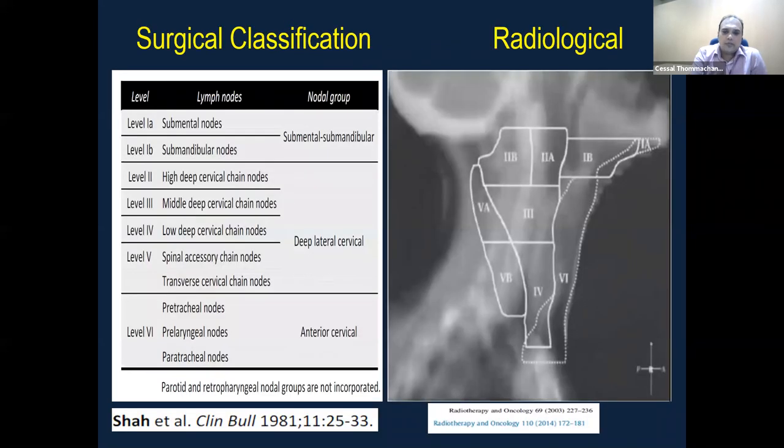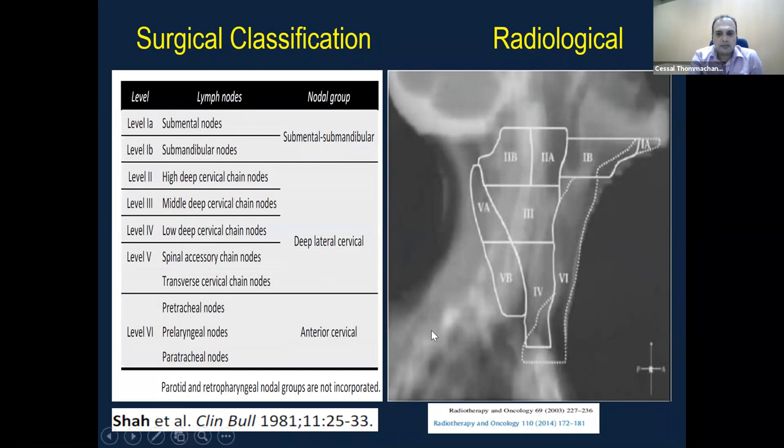So we know that there is a surgical classification and a radiological classification for cervical lymph nodes. The surgical classification is divided into level 1, which is divided into level 1A and 1B. Level 1A is the submental lymph nodes, 1B is the submandibular nodes, and this is called the submental submandibular nodal group. Then you have level 2, the high deep cervical chain lymph nodes.